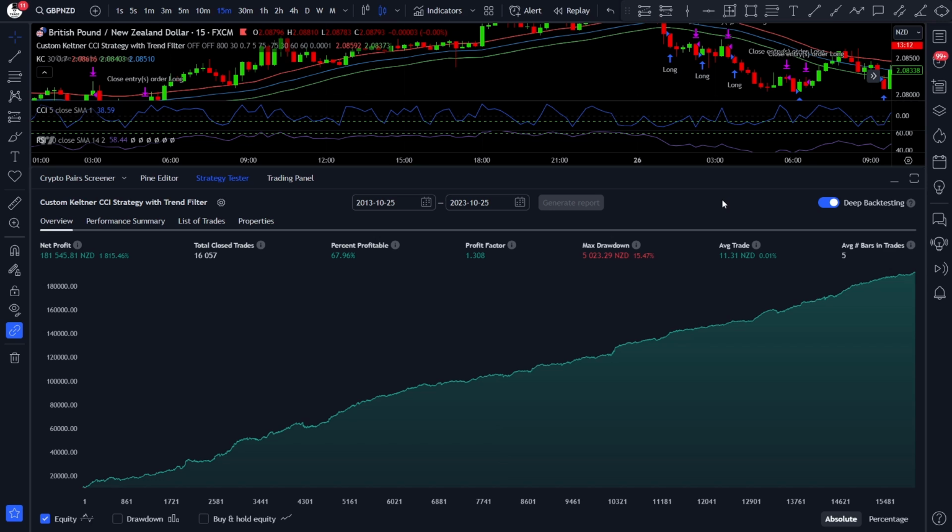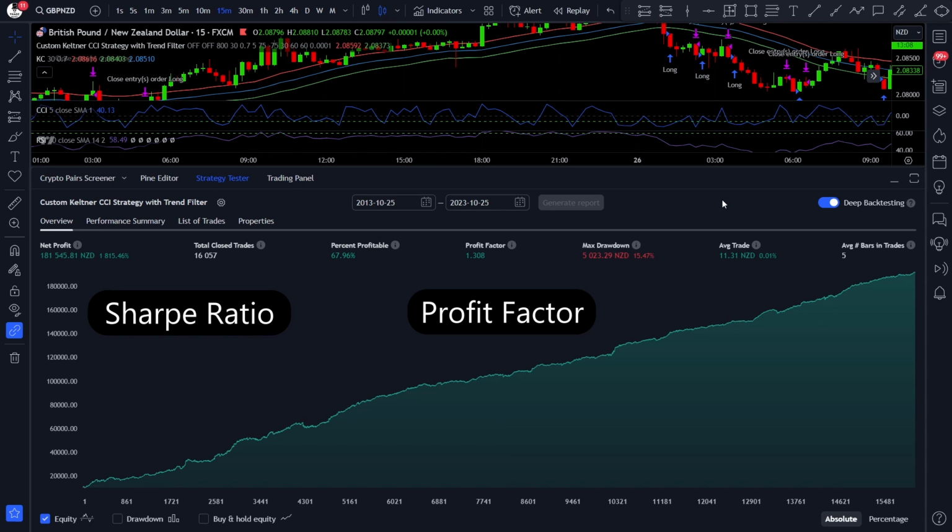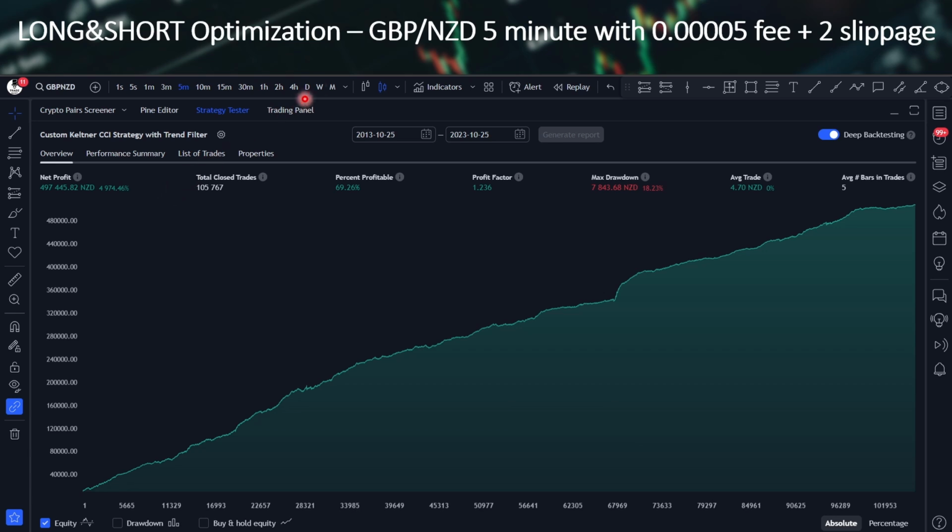To decide which combinations are the best, I compared multiple aspects like Sharpe ratio, profit factor, Sortino ratio, and so on. Let's get started with the best results on different time frames from 5 minutes till 2 hours. On the 5-minute chart, in my opinion, the long and short optimization performed the best on GBP-NZD.